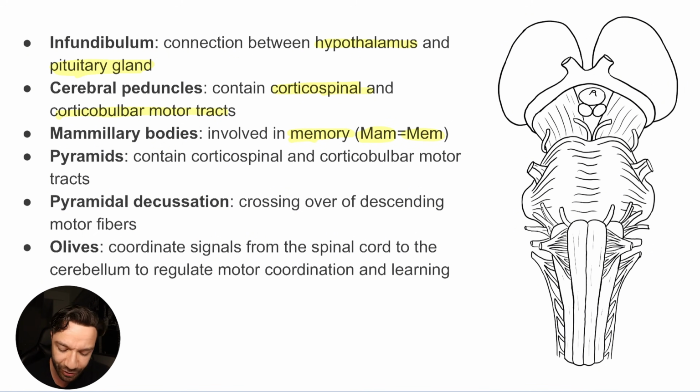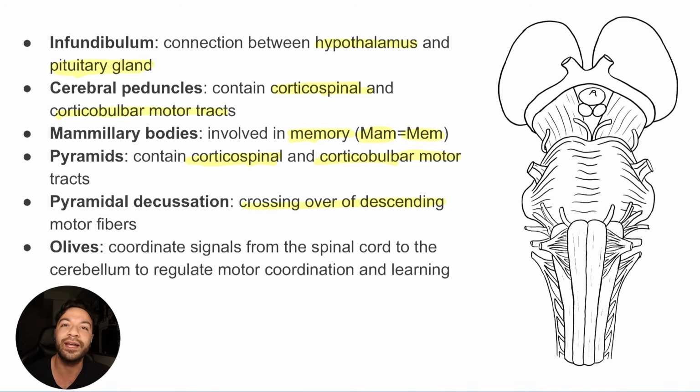Our pyramids, these are going to be the continuation from those cerebral peduncles into that medullary region, and these are going to be carrying those corticospinal and corticobulbar motor tracts as well. And within those pyramids, we have that point of decussation known as pyramidal decussation, and this is crossing over of descending fibers. So as the corticospinal and corticobulbar tracts come down from the cortex, they cross over at this point along the midline between the two pyramids.